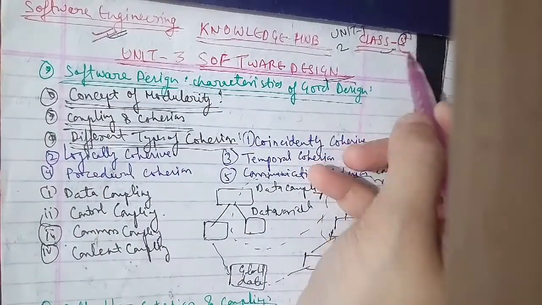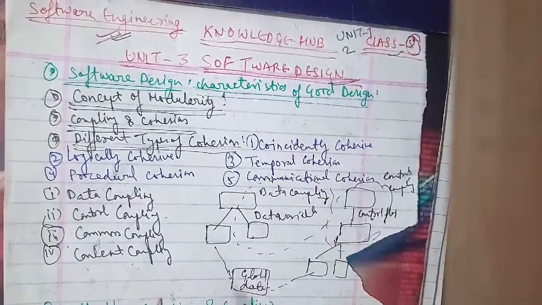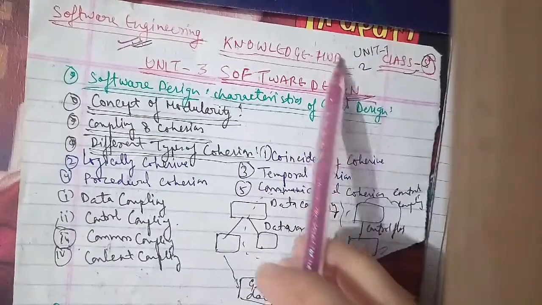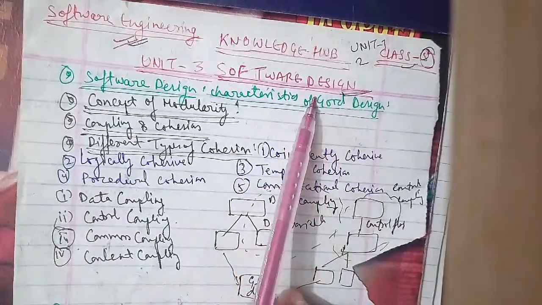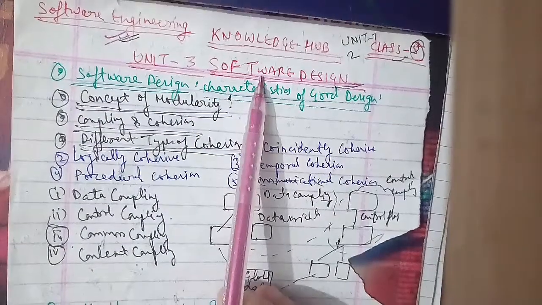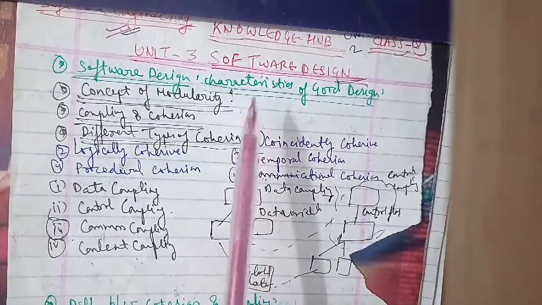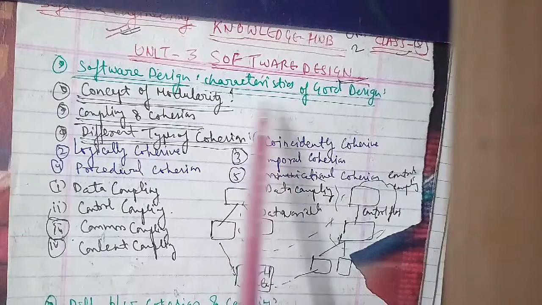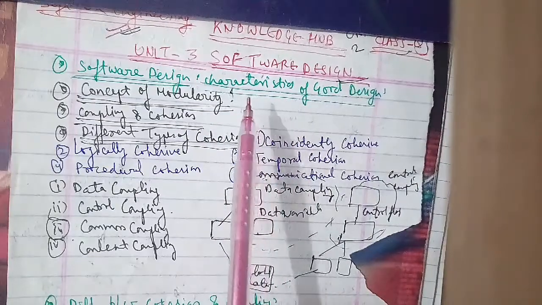Today we're going to start with the software engineering class, and this is your class 5. As we had discussed in class 4, we had completed unit 1 and unit 2, and this is unit 3, which is your software design, that we have to start with. This is the first class of software design, of unit 3, which we have to discuss here.